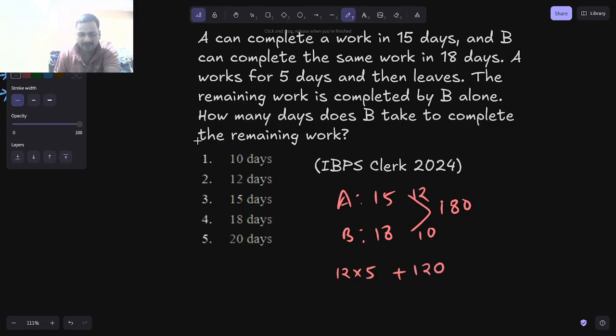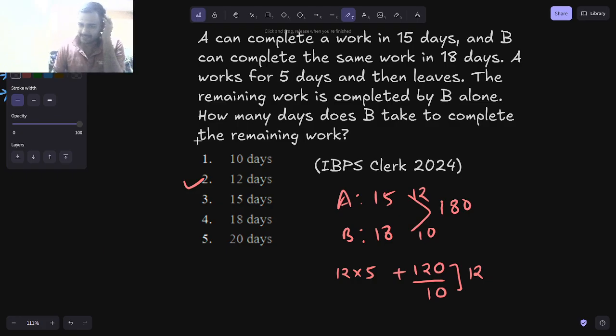Now this 120 units of work is to be done by B. So total work in this case is 120, because you will not write 180, since some part of the work has already been done. So whatever work is remaining is to be done by B. So we will divide it by the efficiency of B. This will give me the time taken by B to complete 120 units of work, and this is 12. So 12.